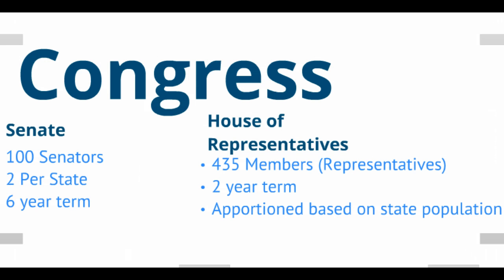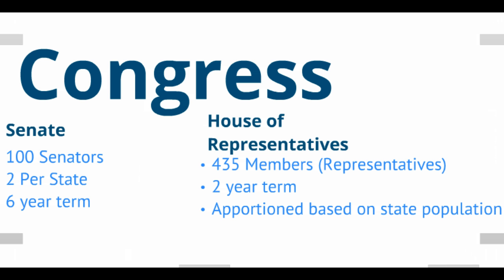We see here that the Senate has 100 senators. There are 2 per state, and the term of a senator is 6 years. So typically in every even-numbered year, a third of the Senate is up for election. It's not as if all 100 senators come up every 6th year. It's divided into 33 one year, 33 two years later, 34 two years after that.